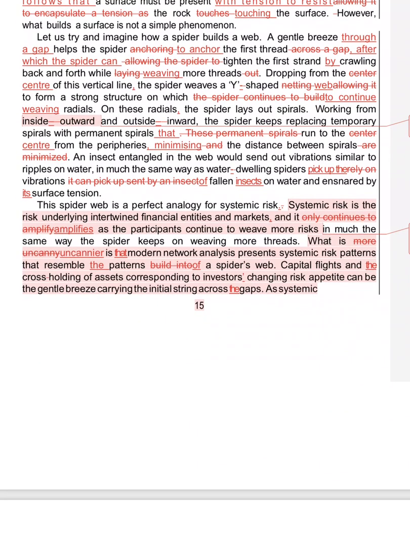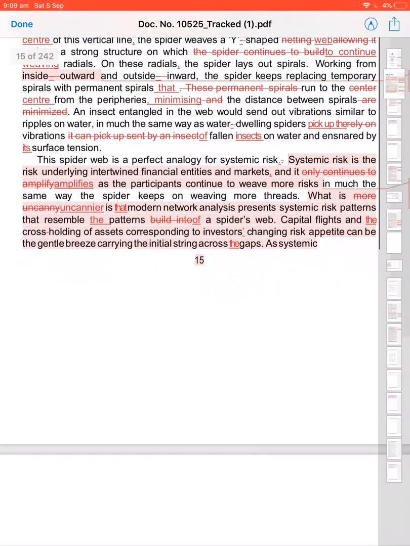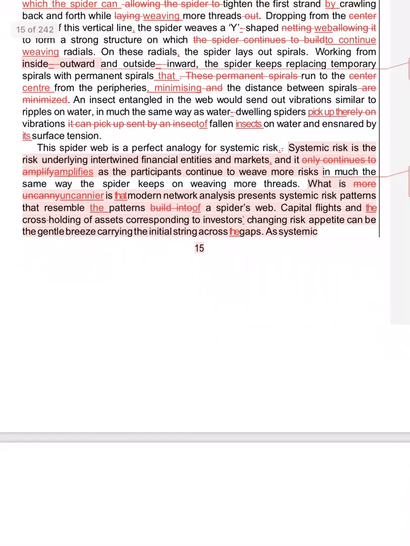The spider is a perfect analogy. The system increases the risk underlying, and it only continues to amplify. It only continues to, not necessary. It amplifies. Okay. What is more uncanny is that this is modern network analysis.